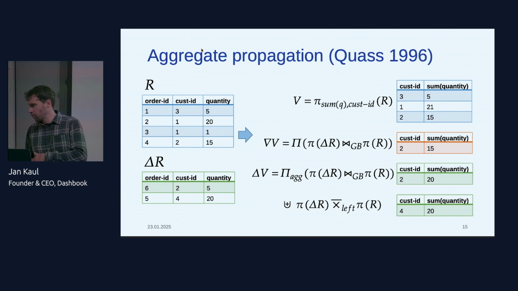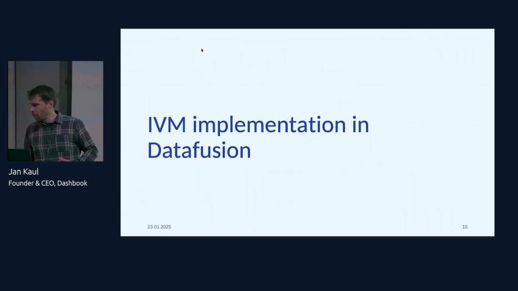But I don't want to bore you too much with this. These are just the equations, how you can calculate which rows you need to add or delete from the table. So now that we know what theoretically we need to implement to be able to update our view according to the input changes, I want to show you my experience with implementing this with DataFusion.